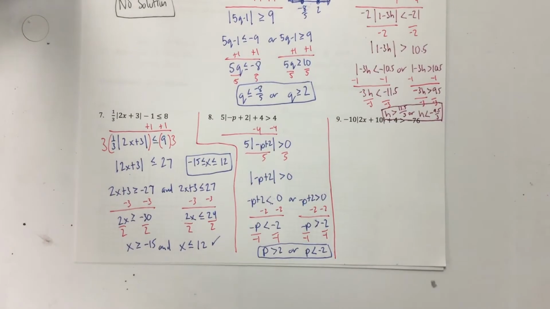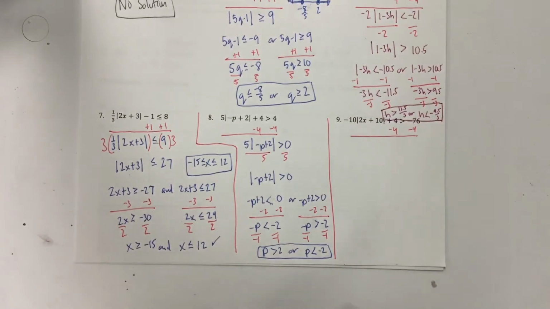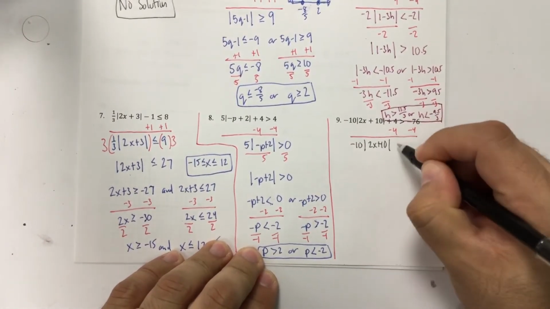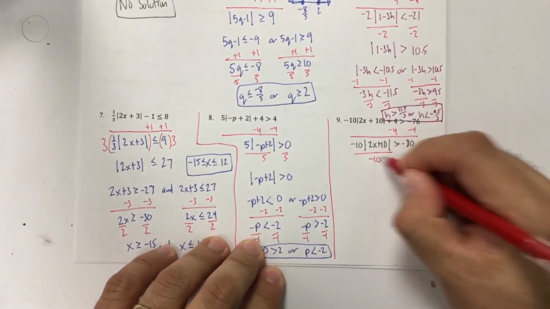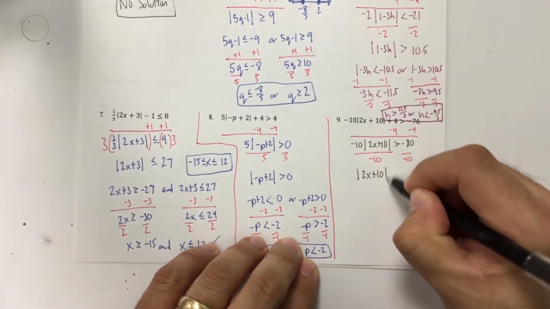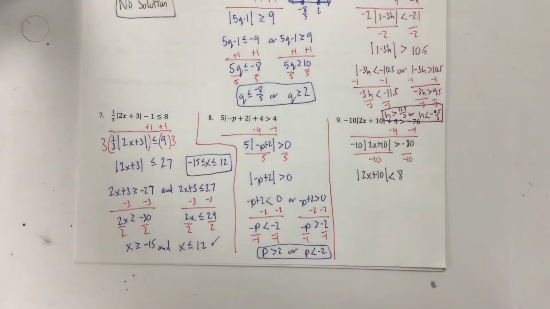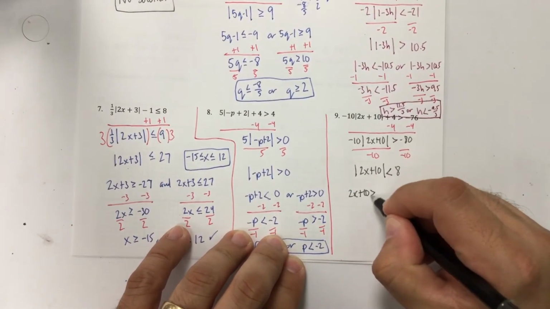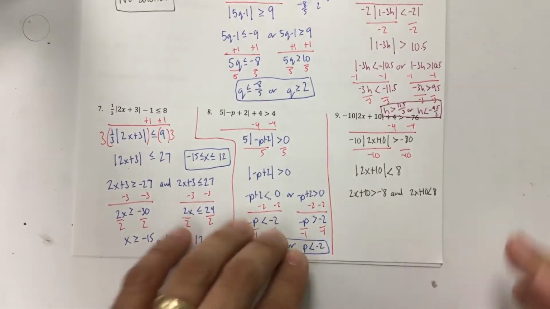So for number 9, first I'm going to subtract 4 from both sides. So we have negative 10 times the absolute value of 2x plus 10 is greater than negative 80. Divided by negative 10, the absolute value of 2x plus 10 is less than 8, because we've divided by a negative, we flipped the sign. This is going to be a between statement. So 2x plus 10 is greater than the negative, and 2x plus 10 is less than the positive.